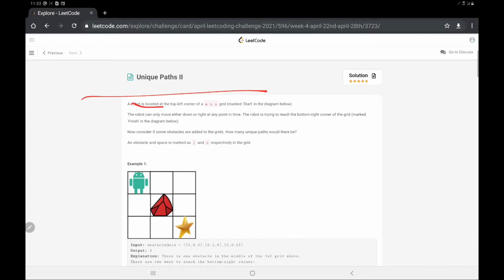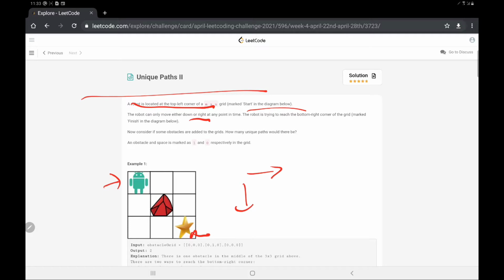So the question is, a robot is located at the top left corner, that is exactly over here, that is the start, and it can only move either down or right at any point in time. So either it can go this side or this side at one point. All right, so it's trying to reach the bottom of the grid, that is the finish.